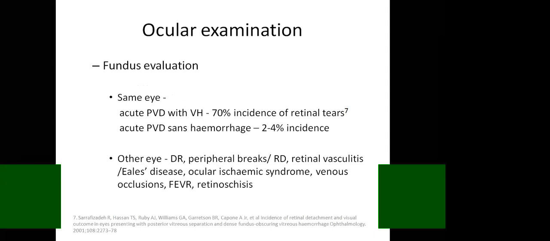So in a patient where you think the cause of the vitreous hemorrhage is an acute PVD and you've ruled out everything else, then you need to do a very thorough peripheral retinal exam with scleral depression to look for associated retinal tears. In the other eye, you want to look for any features of diabetic retinopathy, vein occlusion, breaks, vasculitis, exudative vitreoretinopathy, retinoschisis. If it's a dense vitreous hemorrhage, sometimes your diagnosis will come from the other eye.